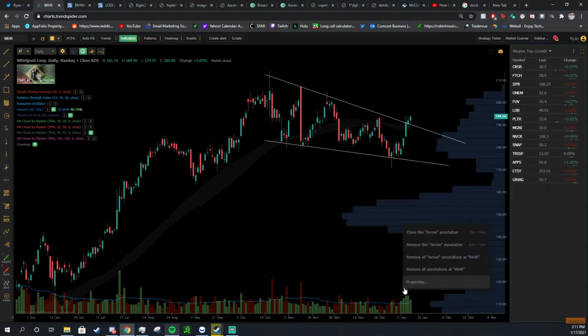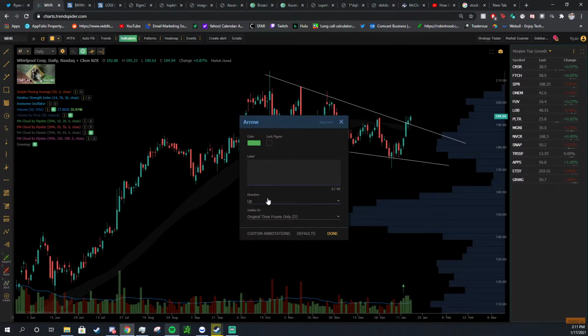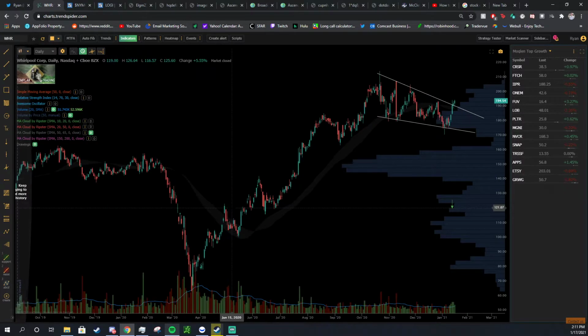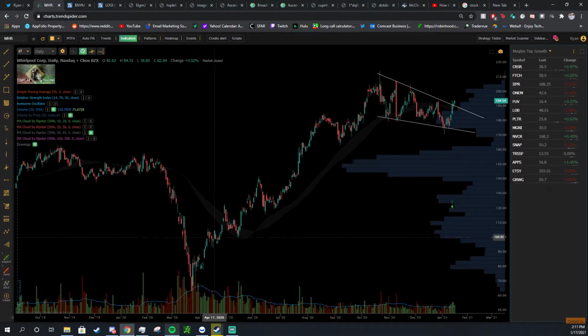Oops, that's upside down. Like that a lot. It tested support multiple times. And I love that we're trading over pre-pandemic highs. This company obviously had, oh, this is Whirlpool. That's hilarious. This company obviously had it turned down with the pandemic, but has since corrected and some. Let's take a look at the weekly here.